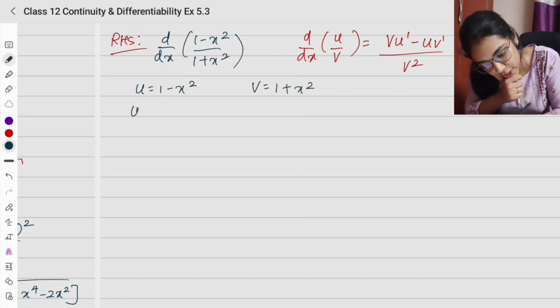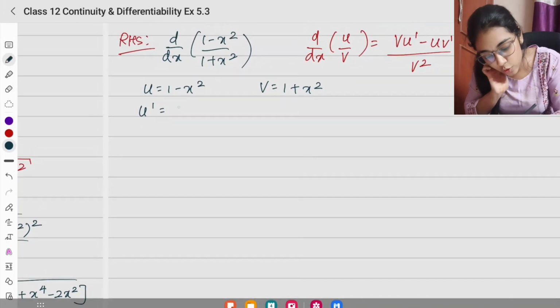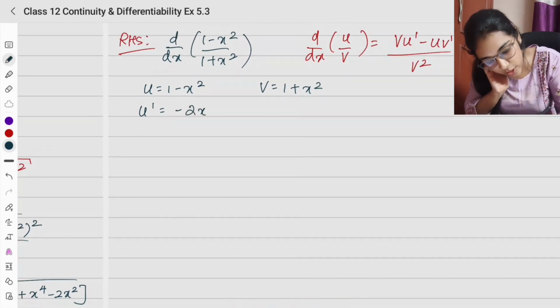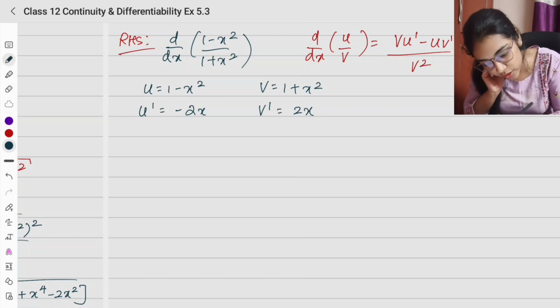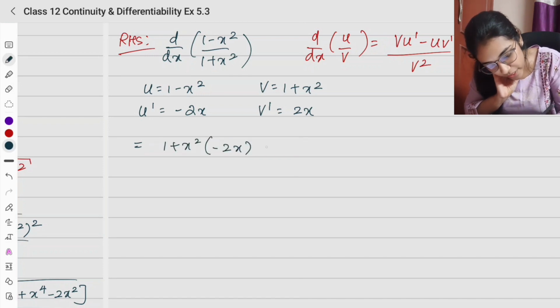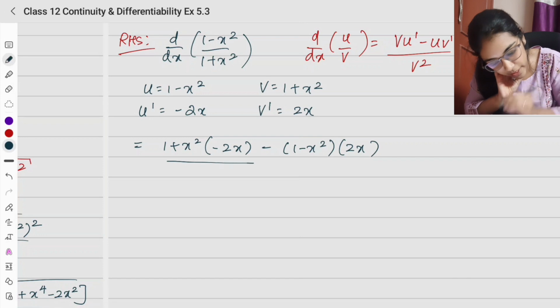What is my u dash? Derivative of 1 is going to be 0, so minus 2x. What is my v dash? It is going to be simply 2x. So when we substitute in the formula, the derivative is going to be v u dash. So it is 1 plus x square times u dash, which is minus 2x, minus u v dash. So it is going to be 1 minus x square times v dash, which is 2x. The whole divided by, don't forget your denominator, v square. So it is 1 plus x square the whole square.